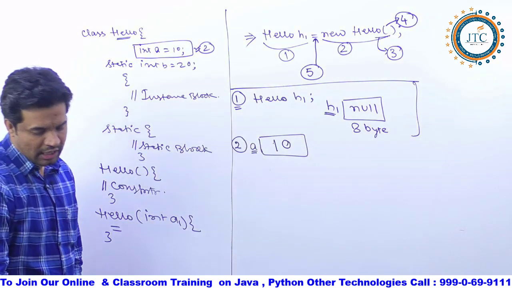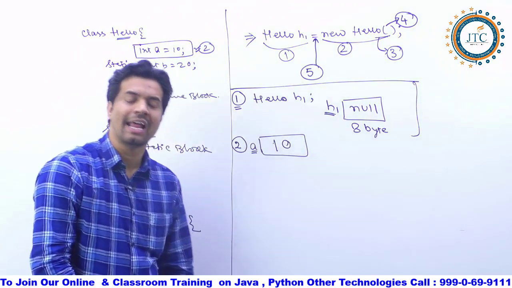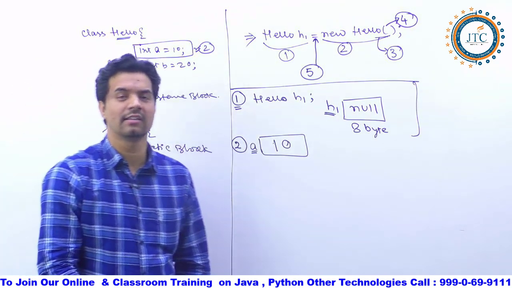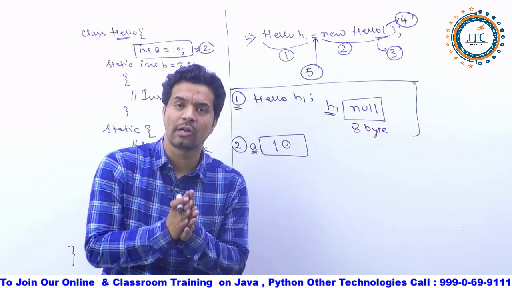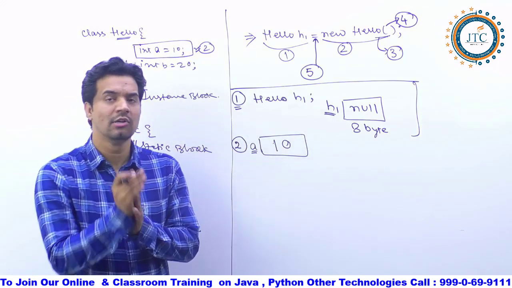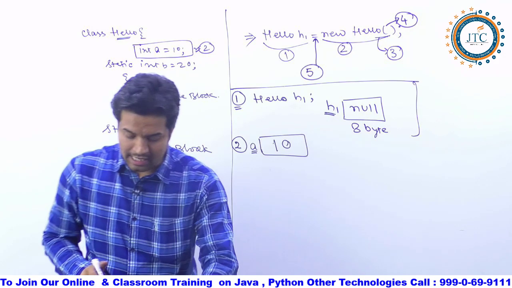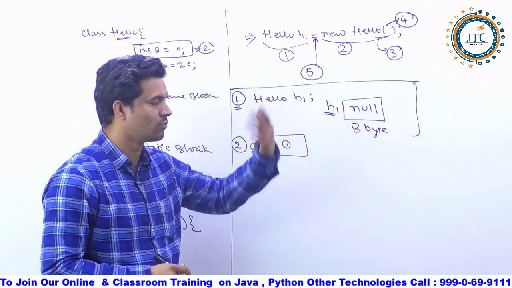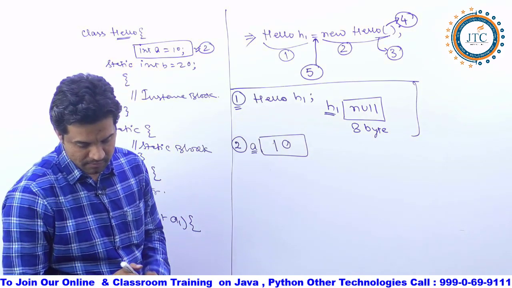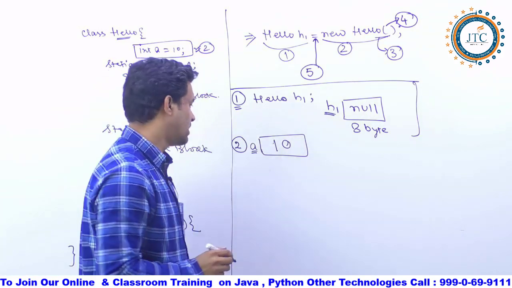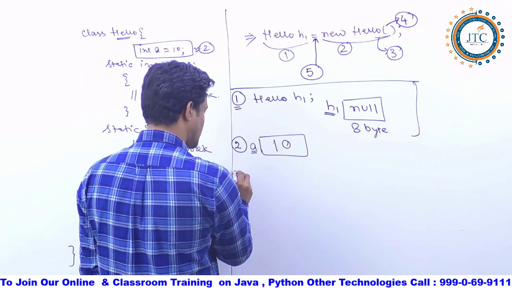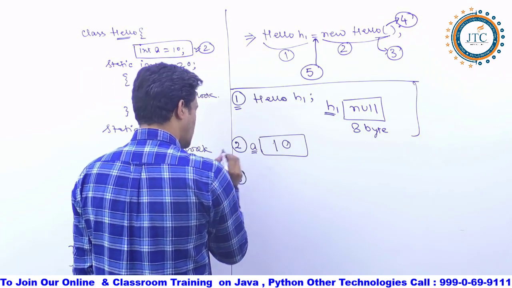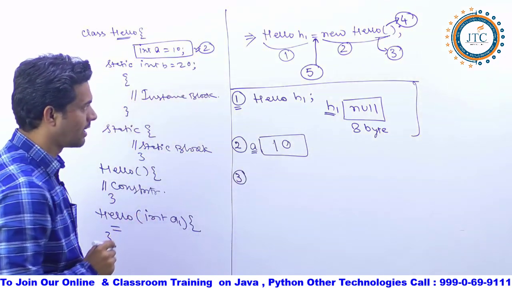Second step. Not only a, if you have written n number of instance variables inside the class, then for all those instance variables, memory will be allocated in the heap memory. Correct?